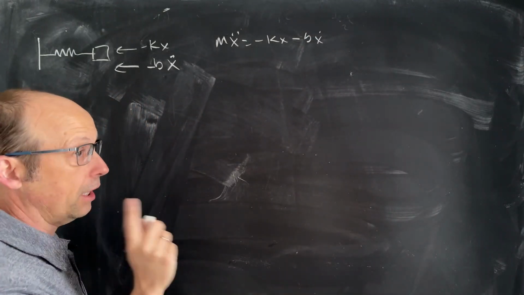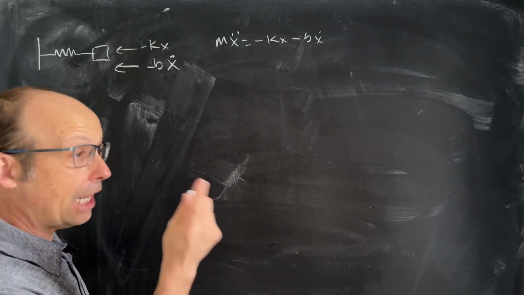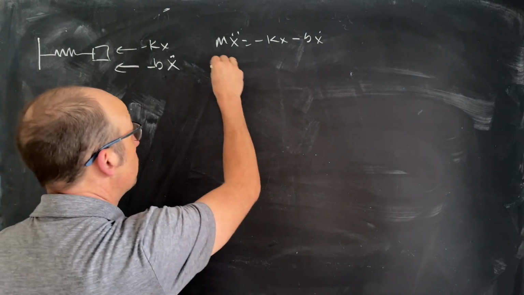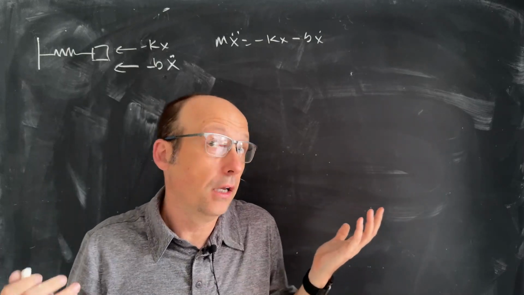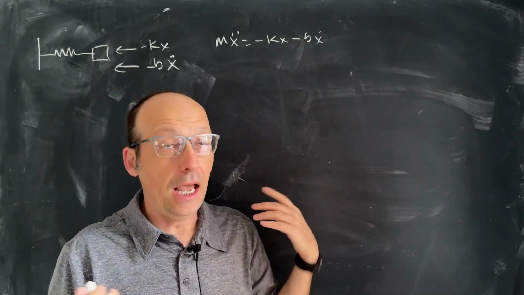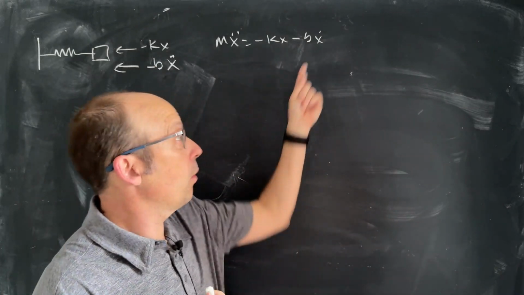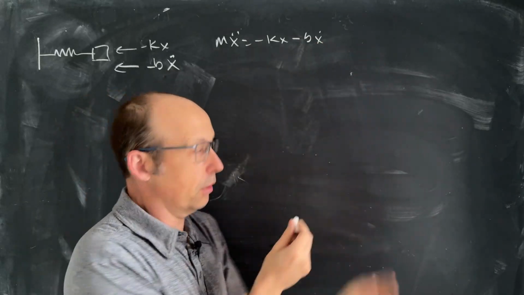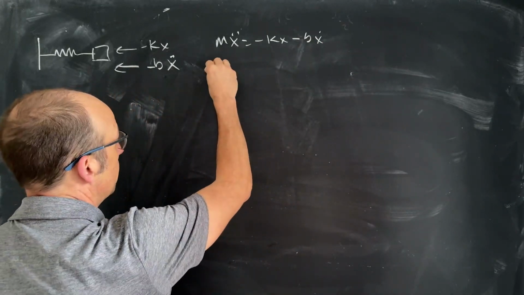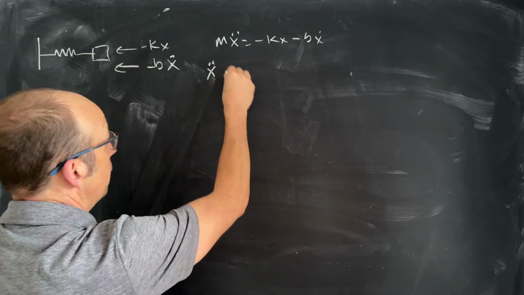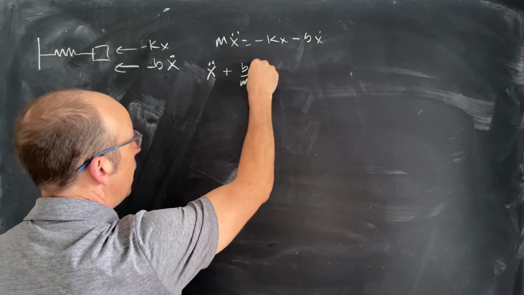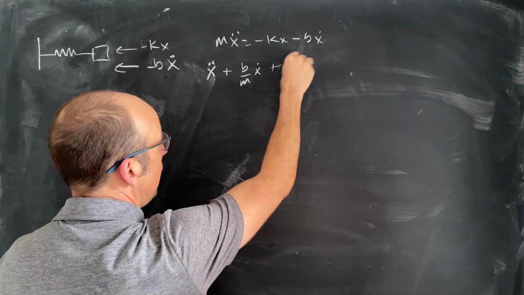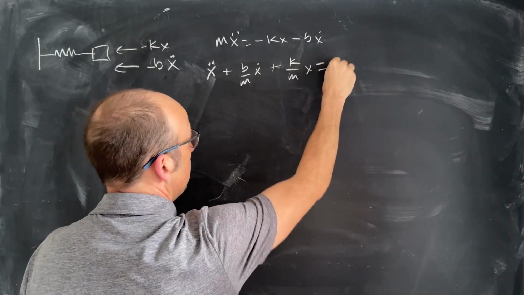I'm going to do two things. I'm going to divide both sides by m and move all the terms to the same side. This is not something where you can just guess a solution, because if I pick x equals a cosine omega t, I've got that x dot term in there, so it's not going to work. You could try it, but x double dot plus b over m x dot plus k over m x equals 0.